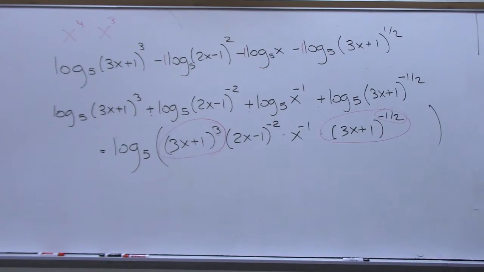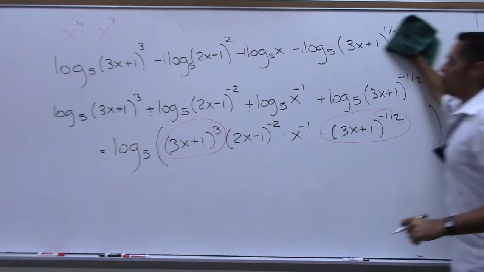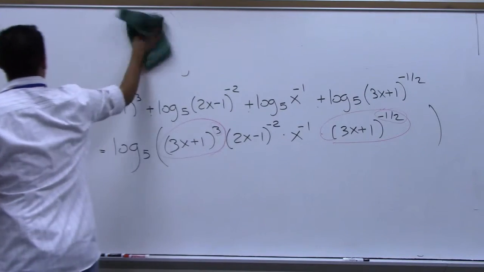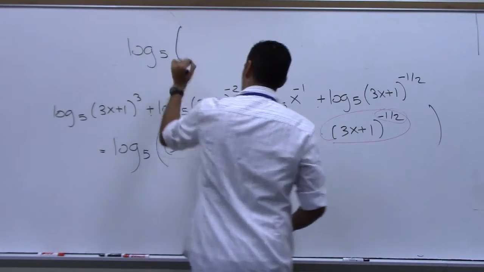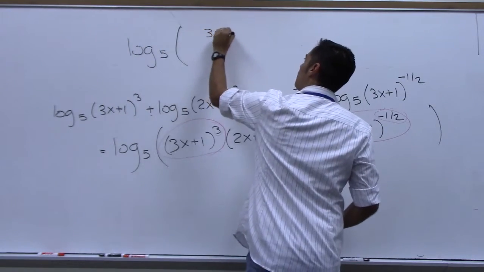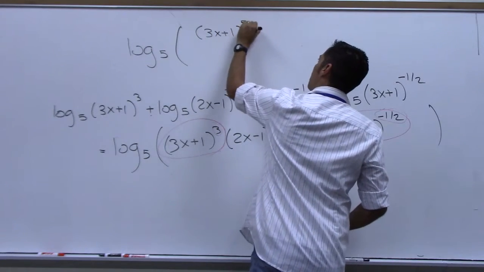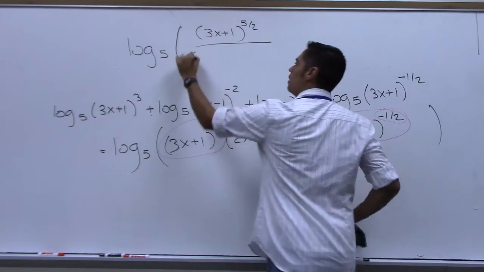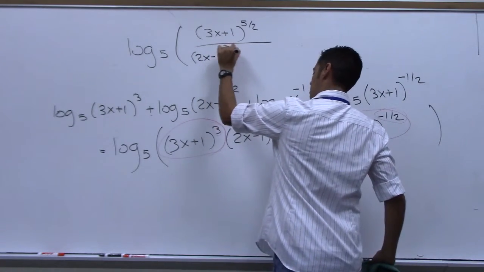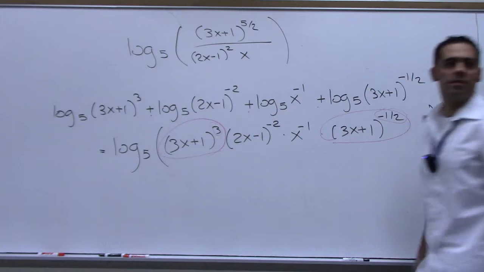As long as we end up with the same answer, we're good. That's right. So if we do this, we could get log base 5 of 3x plus 1 to the 5 halves. That was the only thing left on top, right? And then these two drop down. And that's the same answer we just got.